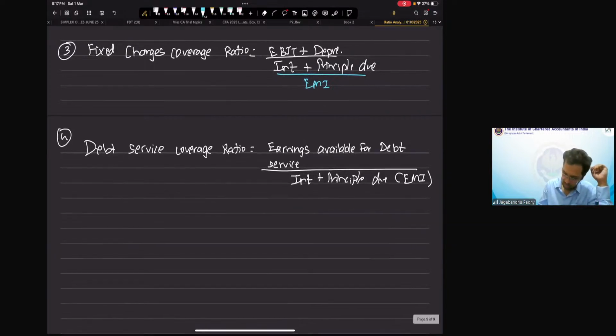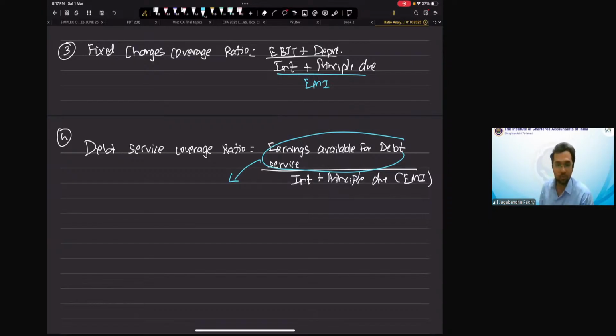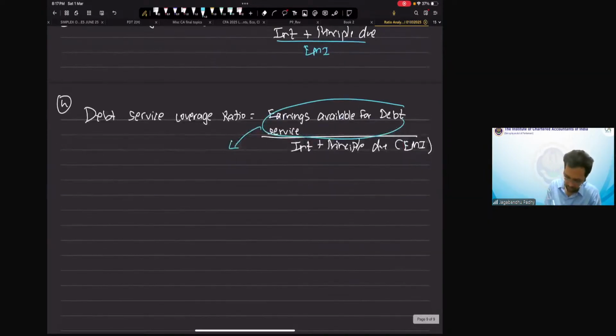Now how do we compute this? What do we mean by earnings available for debt service? It means what income, what profit, you have to pay your debt. Here the calculation is a bit different. We start with profit after tax, because tax is something you have to pay irrespective of whether you have cash or not. Then we add back interest, because we are checking whether we have sufficient profits to pay interest. Since we have interest in the denominator, we need to add back the interest here.